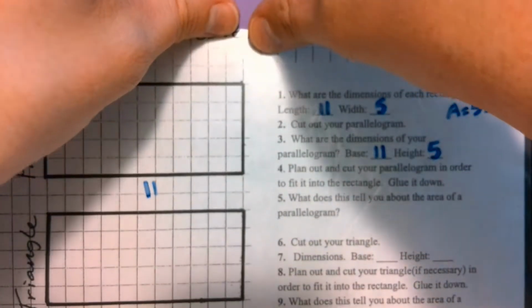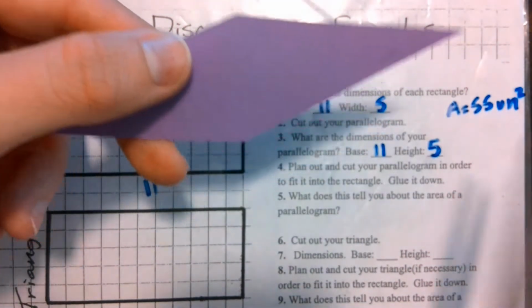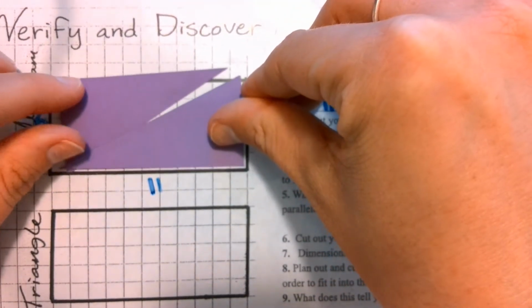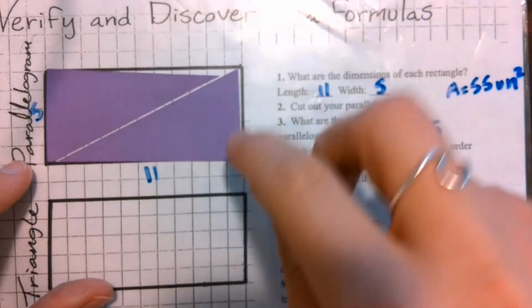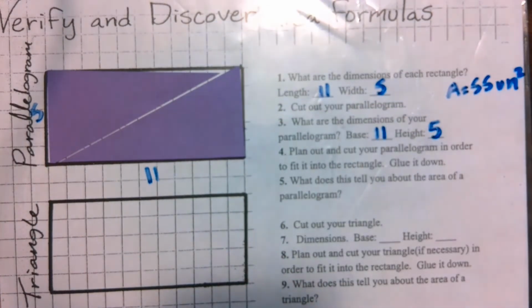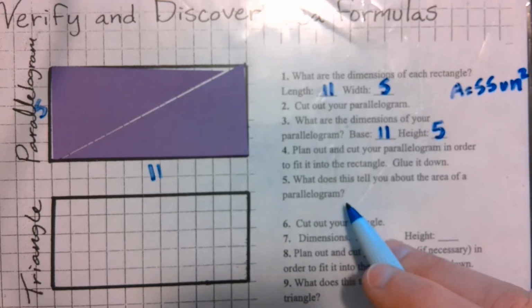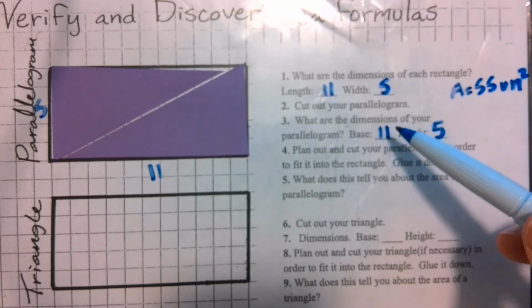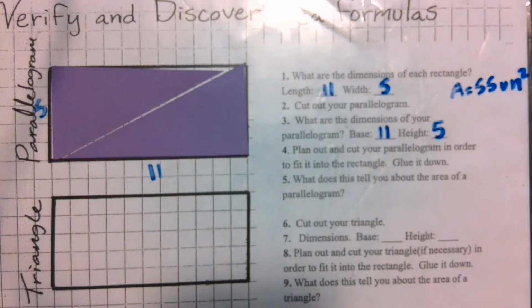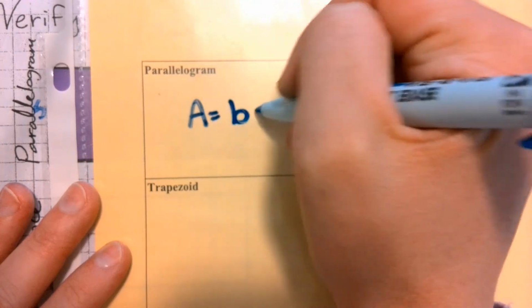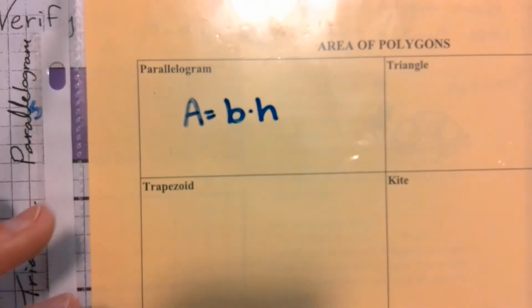So what I want you to see here is that if we take our parallelogram and we cut it along the height, the parallelogram actually has the exact same, and this isn't going to be perfect because I cut it out, but it should have the exact same area as the rectangle because the area of a parallelogram is found the exact same way by taking the base times the height. So for our first formula here, your parallelogram area is going to be base times height, just like the rectangle.